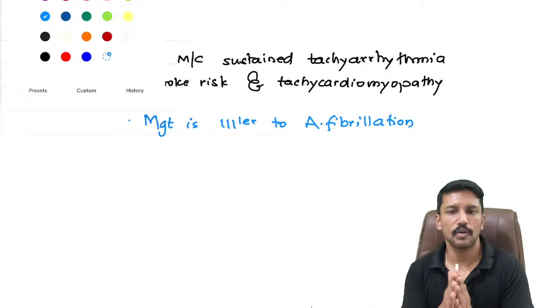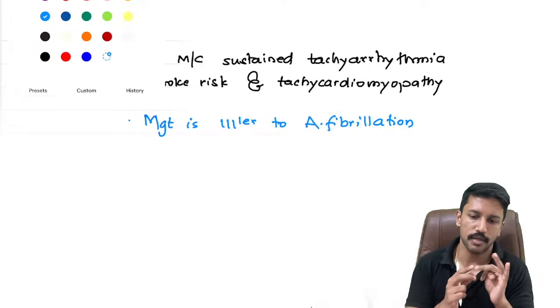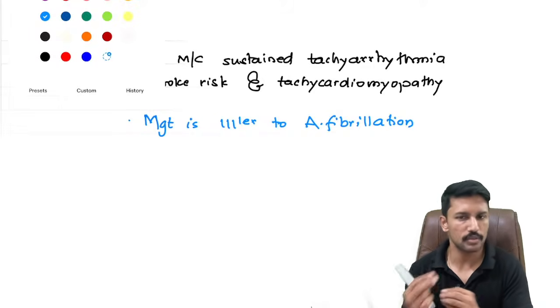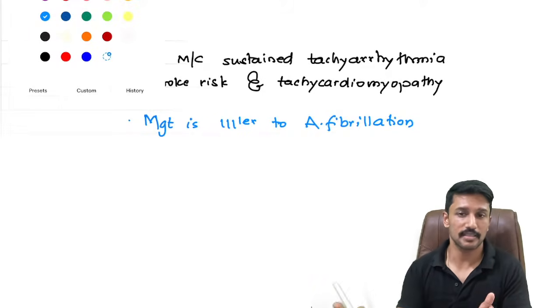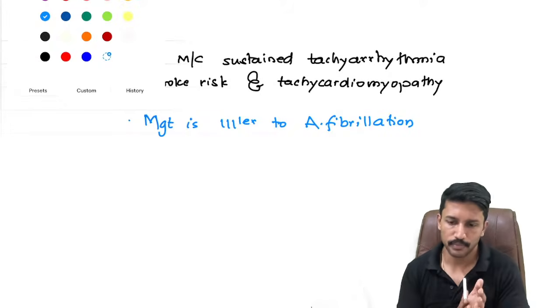I would suggest you solve some MCQs on these topics, primarily focusing on PSVT, atrial fibrillation, and atrial flutter from the apps. In the next class, we will go through some MCQs on these topics, and then we will discuss the wide complex tachyarrhythmias, that is ventricular tachycardia and ventricular fibrillation.